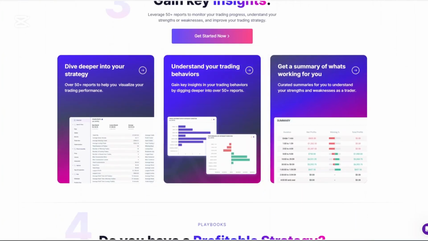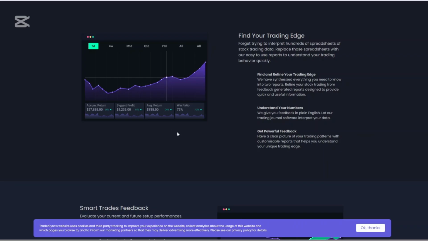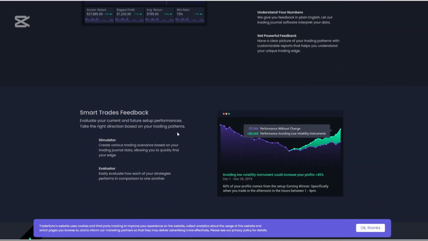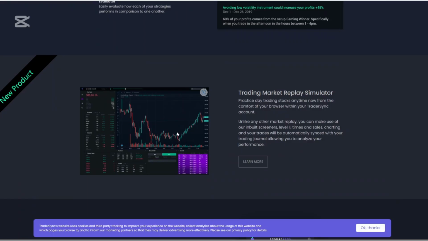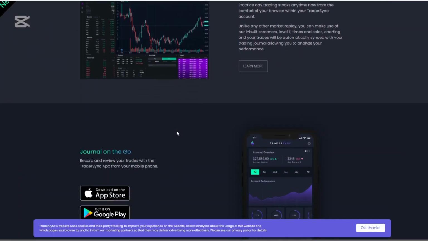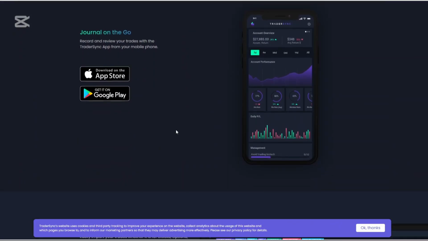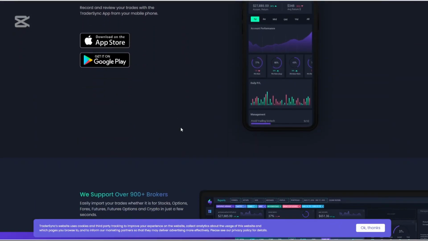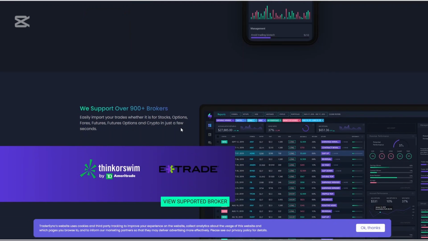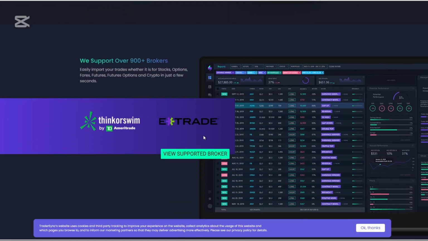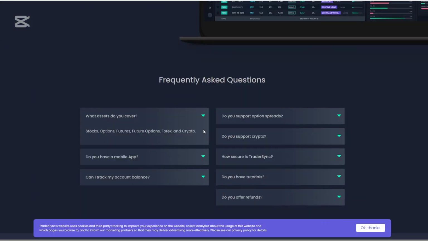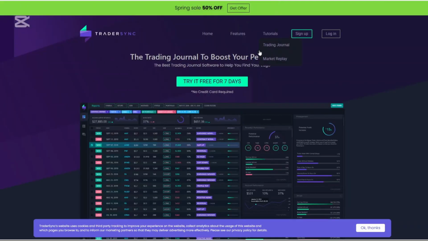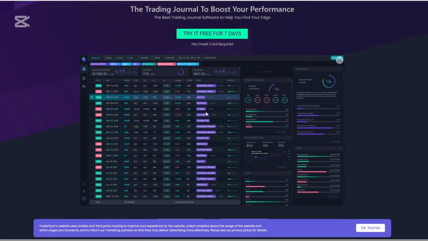How about TraderSync? Automated trade imports. It supports over 900 brokers for easy trade imports. Interactive charts. You can visualize your entries and exits with detailed charts. AI-powered feedback. You can analyze your trading patterns and receive insights in plain English. Market replay simulator. You can practice day trading stocks with inbuilt screeners, level 2, times and sales, and charting. Strategy evaluator and simulator. You can evaluate and simulate different trading strategies based on your history.